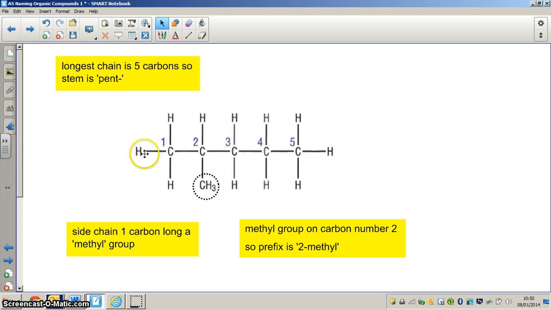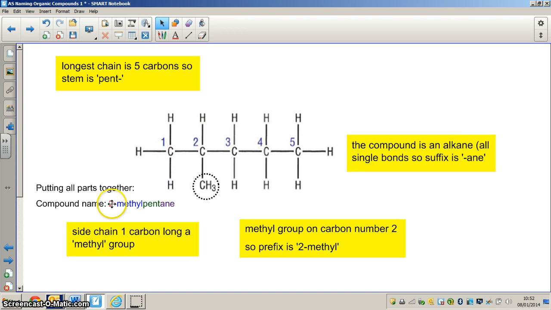So we have a prefix in this molecule, 2-methyl, pent, and then what we now need to do is to re-inspect the molecule yet again, and we can see it's a saturated hydrocarbon, all single bonds, so we know this is an alkane. So if we add that information onto the diagram, putting all the parts together, then we have our prefix, we have our stem, and we have our suffix. The compound named is 2-methyl pentane.